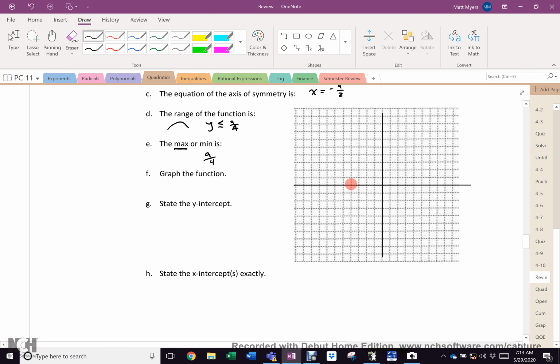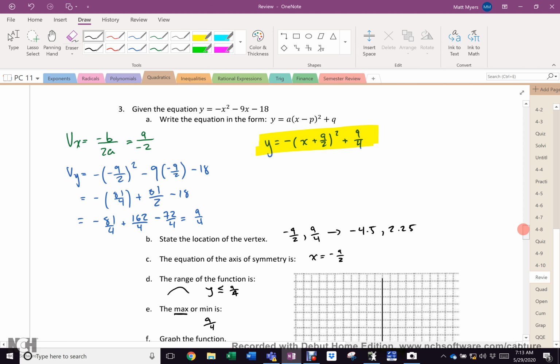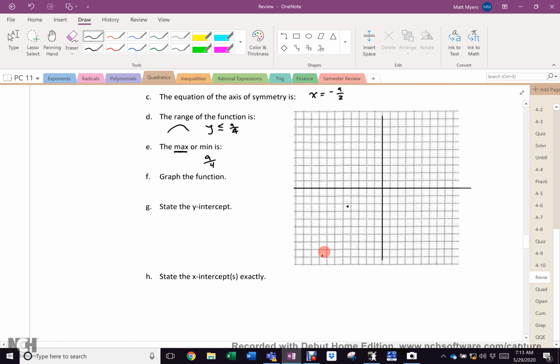One, 2, 3, 4 and a half, and negative 2 and a quarter, right there. Right? And then since it goes downwards, I'm just going to do that. Because that's the important part.